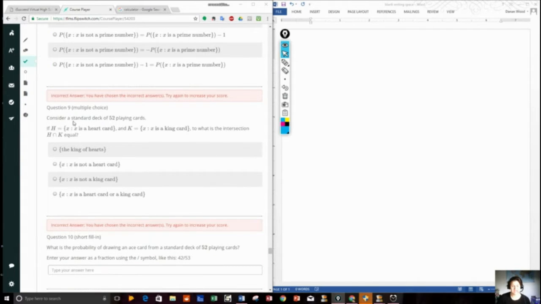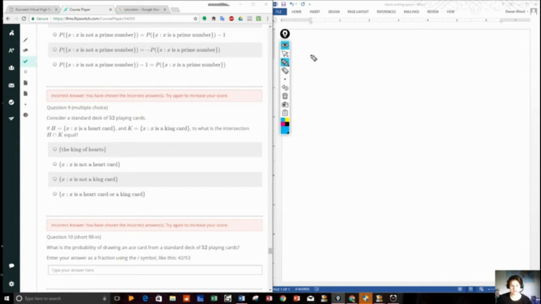Question 9. Consider the standard deck of 52 playing cards. If H is equal to X such that X is a heart card, so H is the set of heart cards, and K equals X such that X is a king card, so K is the set of king cards, what is H intersects K equal to? Alright, well, let's think about this.